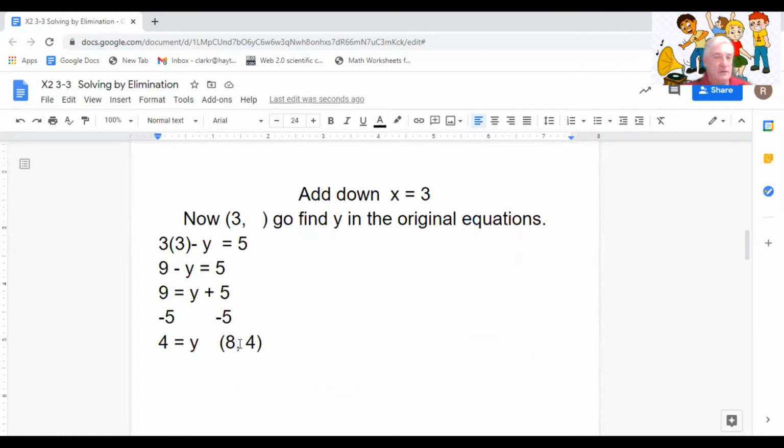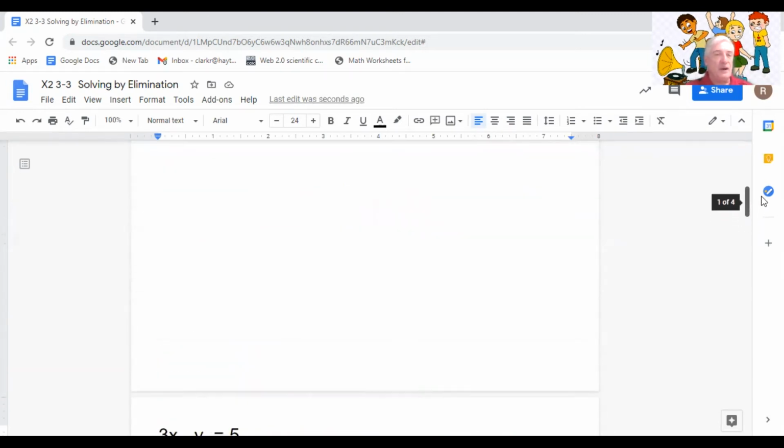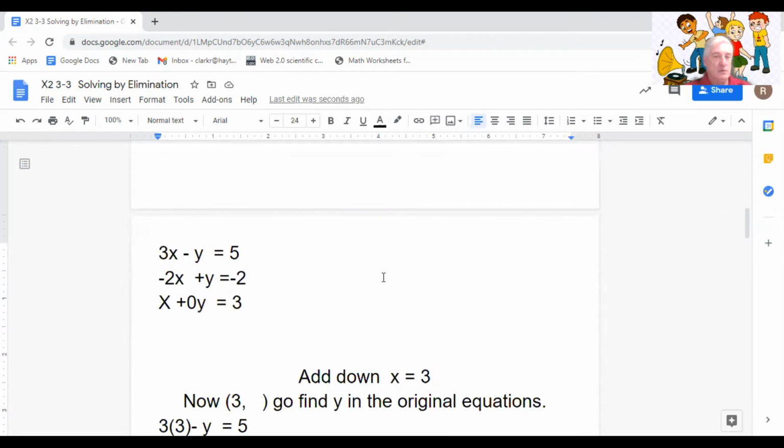Where'd the 3 come from? I told you, first thing you put in there was the 3. If you put the 3 in there and then go up, the only blank left is the 4. It's 3, 4. How do I know it's 3, 4? 3, 4 has to work in both equations. 9 minus 4 is 5. That one works. Minus 6 plus 4 is negative 2. Yes, it is.